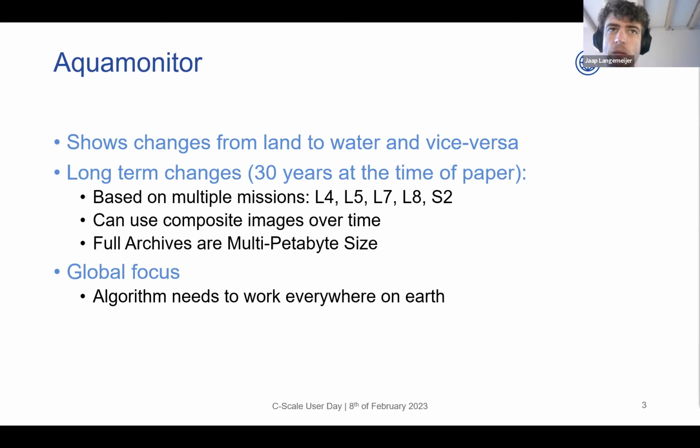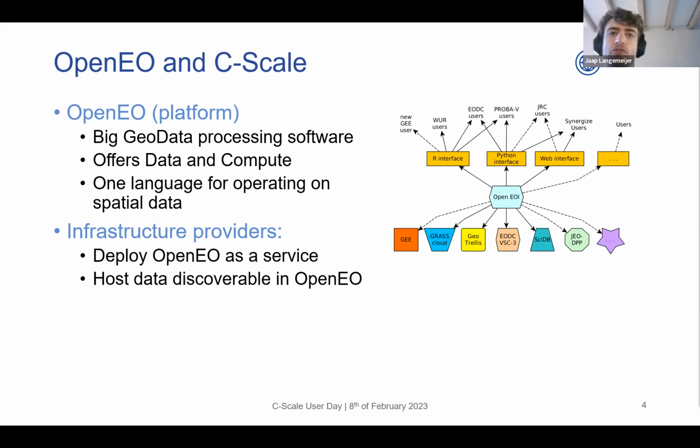Currently, the prototype, or the online version, if you go to the link or search for Aqua Monitor, is in Earth Engine, which is Google's black box. Well, it's not totally fair, but it's their proprietary server system. And of course, this is needed because we cannot host this multi-petabyte sized image collection of all this satellite imagery, because we have a global focus. It needs to work anywhere on Earth, and it also needs to work fast. We saw that OpenEO, which is also funded by this Horizon program, was a great opportunity for this, because there have been developments in the OpenEO platform, which offers big geodata processing software.